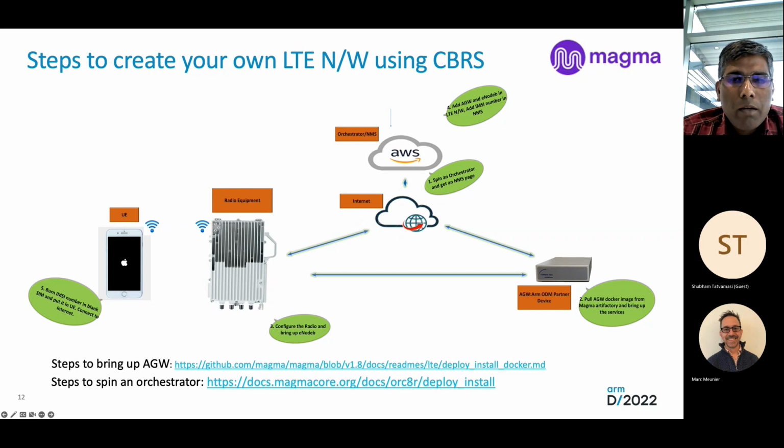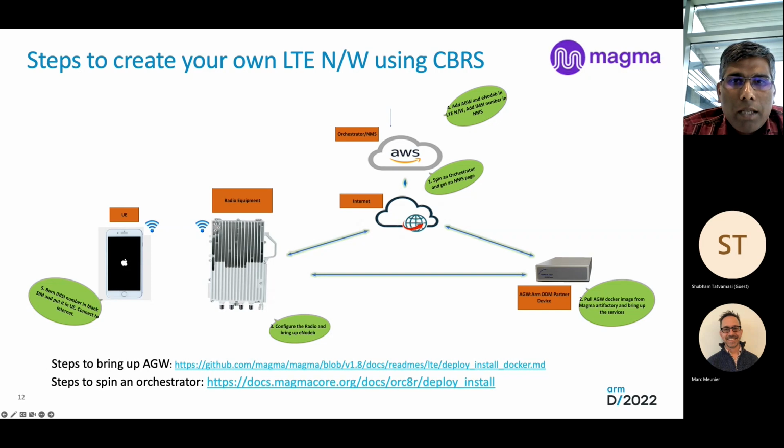So for the steps to bring up the AGW, again, I have provided the link at the bottom here. You can follow the steps to bring up the Docker services in this box. And the next step is to bring up the radio. So in my lab, I have a Baicells radio, but you are free to choose any radio, it can be a tier 1 or a radio from companies like Sercom. You have to configure those radios and bring up the eNodeB software.